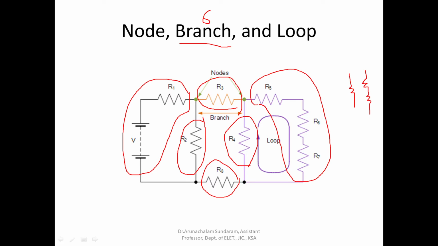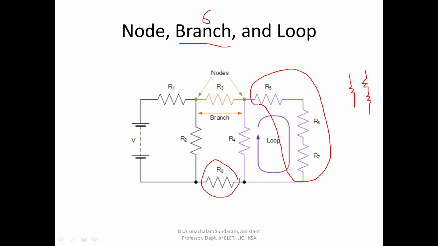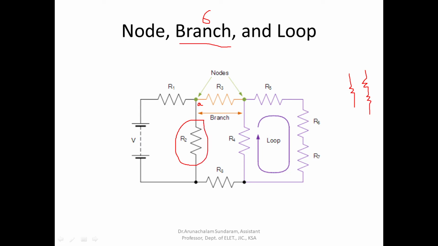Now we move on to a node. Now what is a node? A node is a point in a circuit where two or more branches meet together. So here, let me mark this node as node A. In this node A, I find that there are 3 branches meeting at this node. So this becomes a node in the circuit.